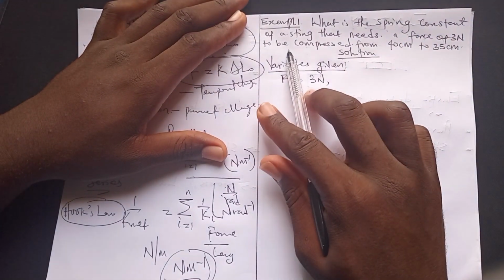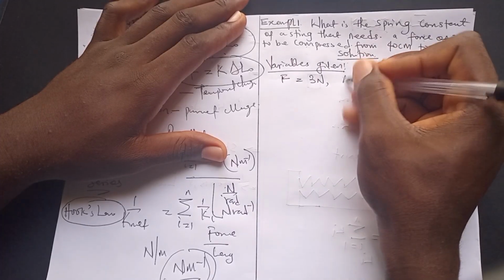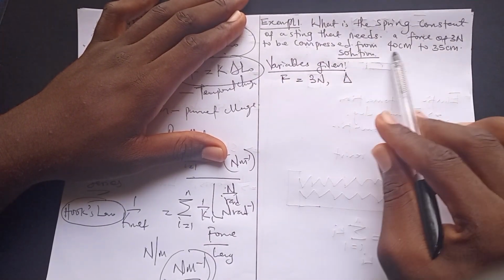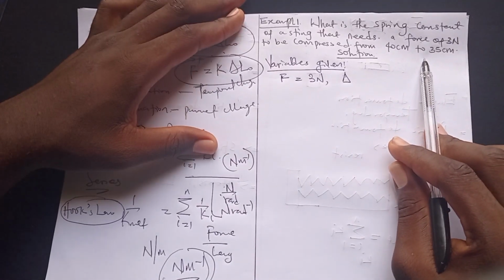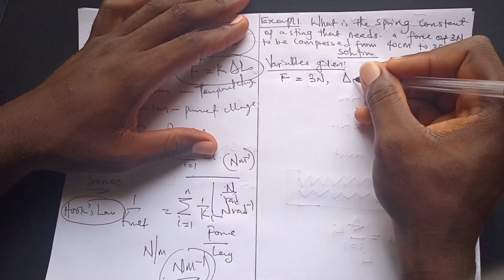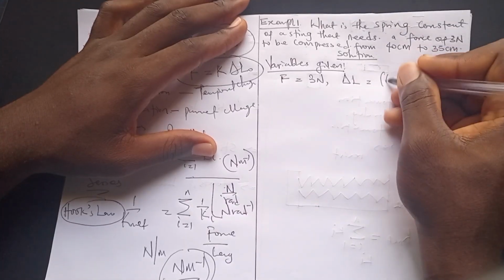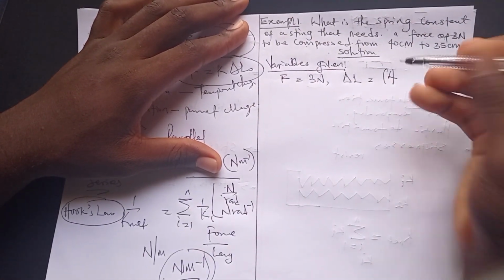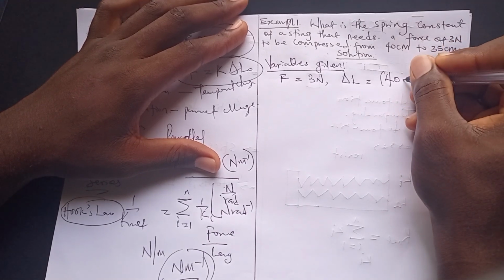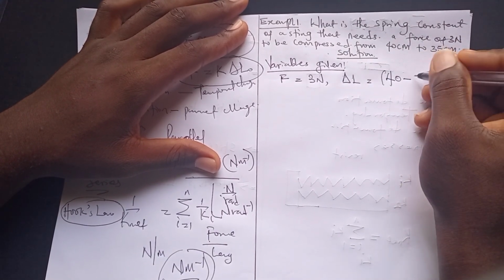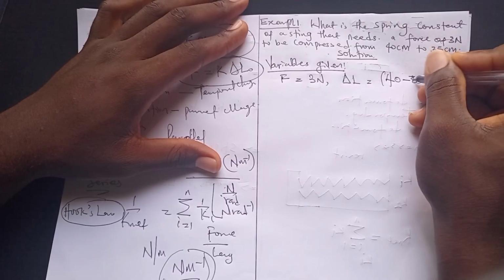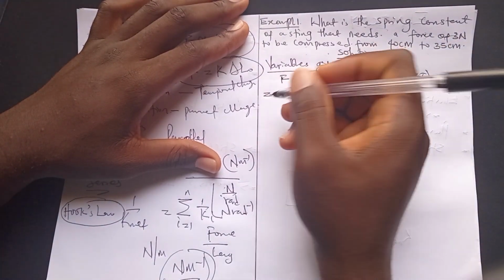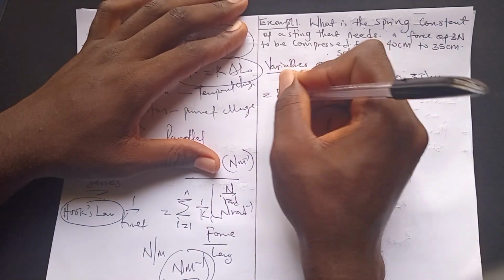And the change in length. A force of 3 Newton to be compressed from 40 centimeter to 35 centimeter. That's the change in length, which should be equal to 40 centimeter minus 35 centimeter, which is equal to 5 centimeter.